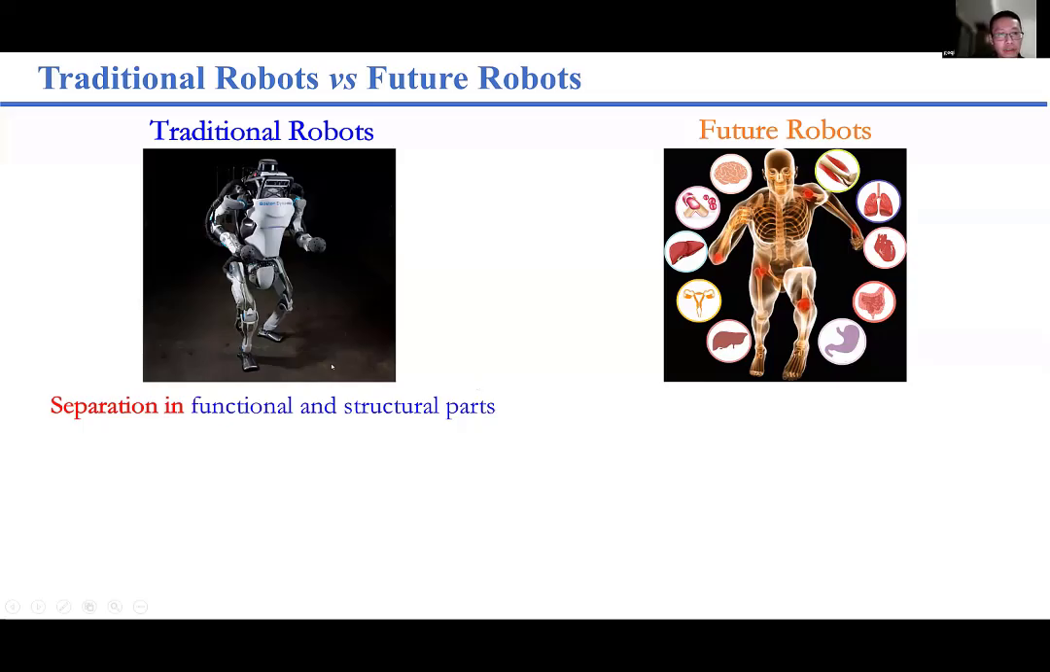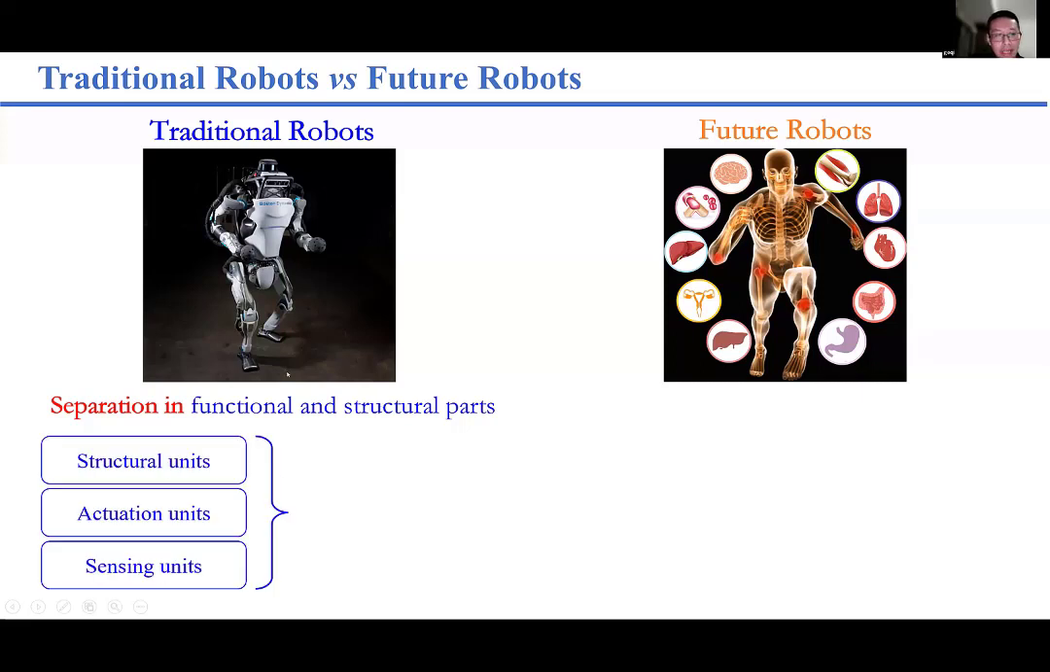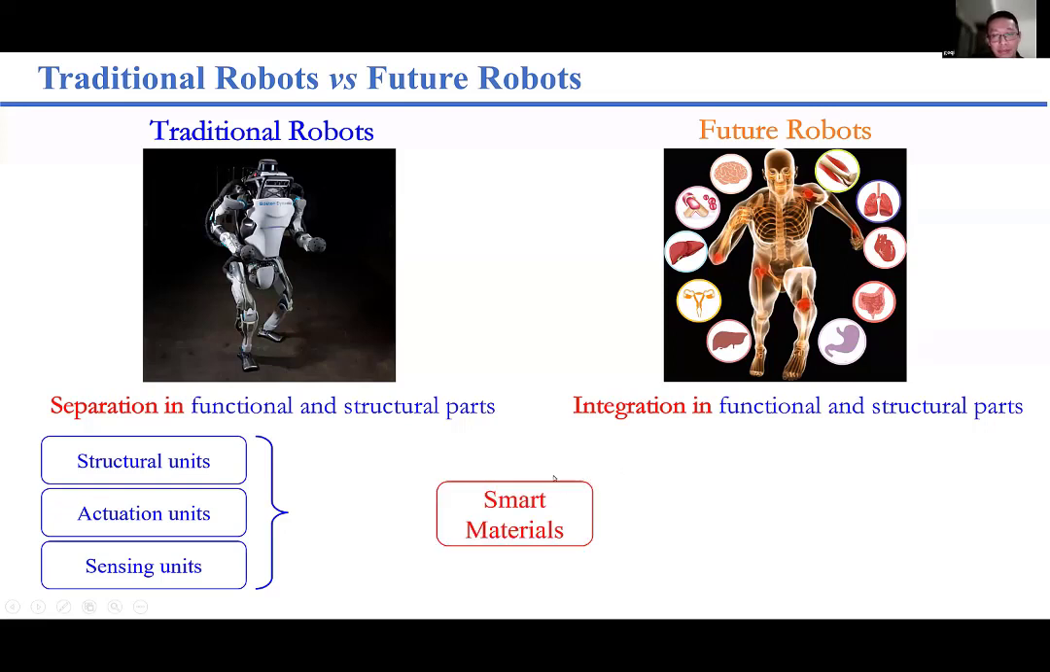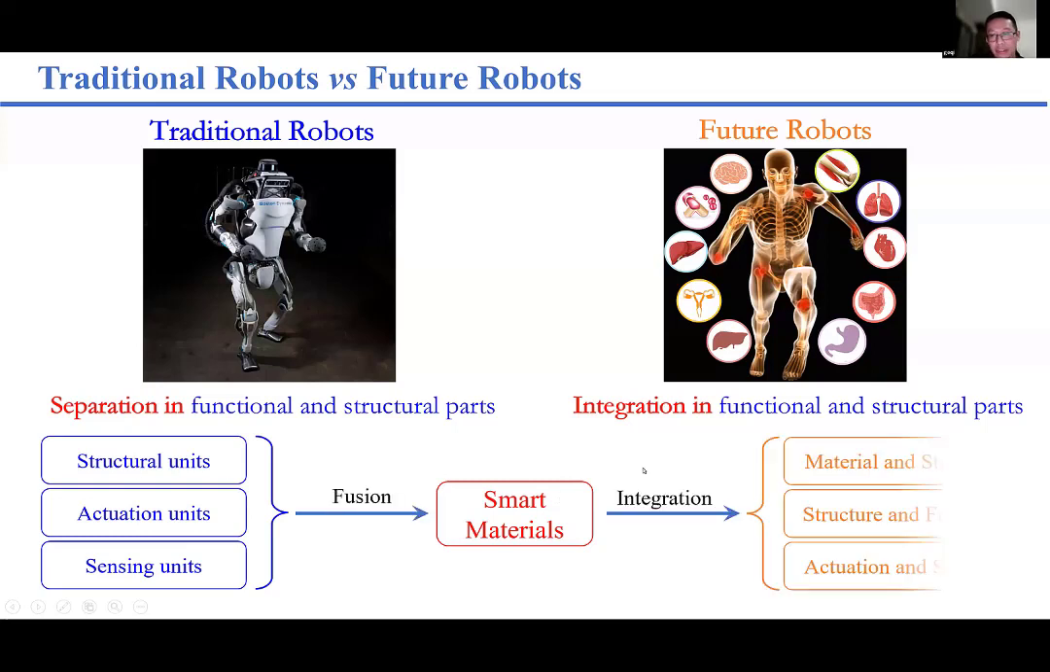For example, in those traditional robots, the function and the structures are separated. But if we look at ourselves, we have all the structure units, actuation units, sensing units, and many other units. They are highly integrated. And actually, smart material can be a bridge which can help us to fuse those units and to integrate the material structure, the function, the actuation, the sensing and all the other functionalities. So this is, I think, the role of the smart materials.